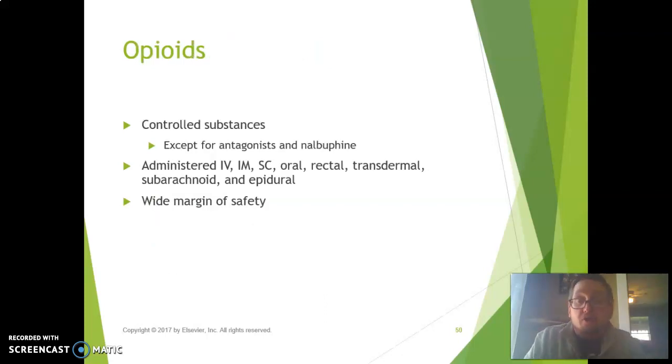Opioids are controlled substances. It's really important to understand that. Please make sure that you understand that. Everything except for an antagonist. You have to remember that antagonists, their goal is to reverse what an agonist does. Okay? They bind to and don't stimulate a receptor. Opioids can be given any possible way you can think of, and that makes them very useful in veterinary medicine, and they also have a very wide margin of safety for the most part, which is great also.